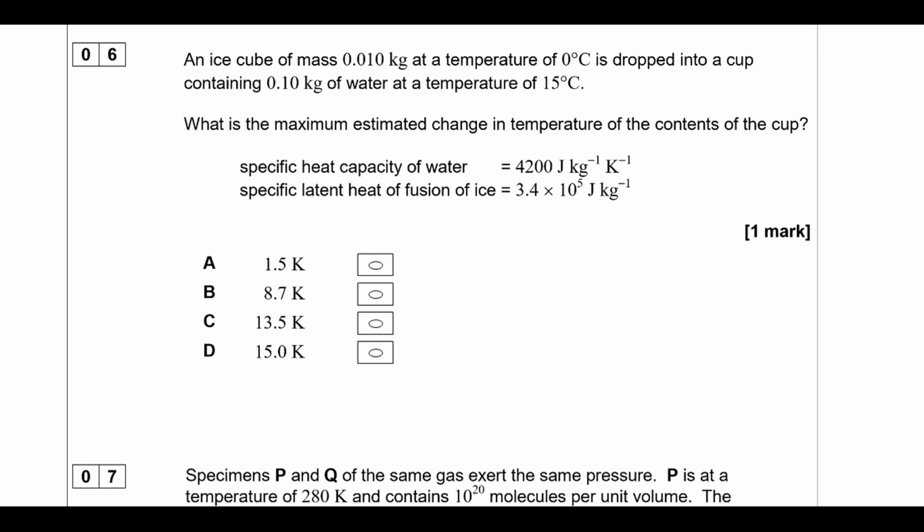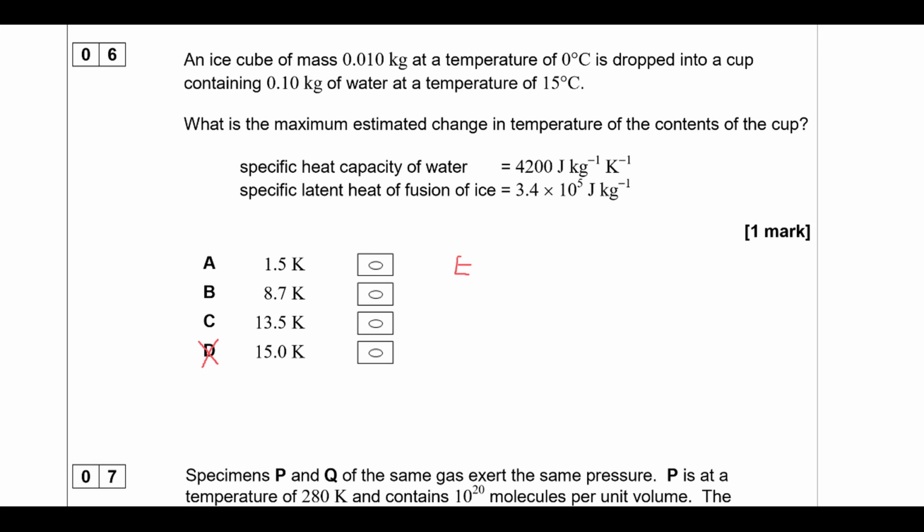So, first of all, we can eliminate option D straight away. There's no way it's going to stay at the same temperature. Some energy's got to go to the ice to melt it, because essentially the system's going to try and reach a uniform temperature at the end, and it's going to be somewhere between 0 and 15, so it can't be 15.